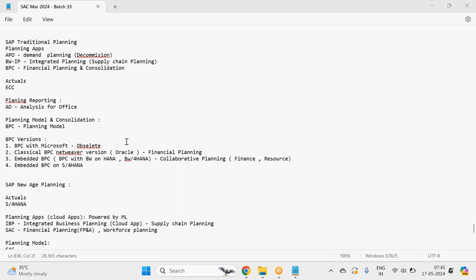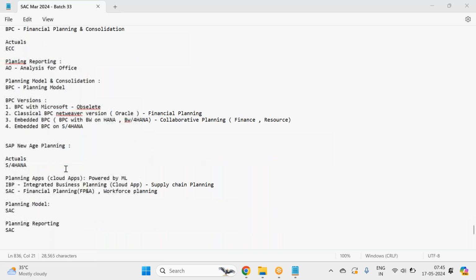Now if I speak about the new age planning systems, guys, once your system moves away from traditional ECC towards a new age system that is S4HANA, SAP is moving away from its traditional planning tools into new age cloud-based planning solutions. That is IBP for supply chain planning and SAC for PM planning, means financial plan, HR plan, marketing plan, etc. All of that planning happens in SAC only, straight away.